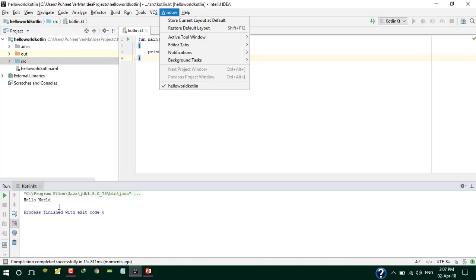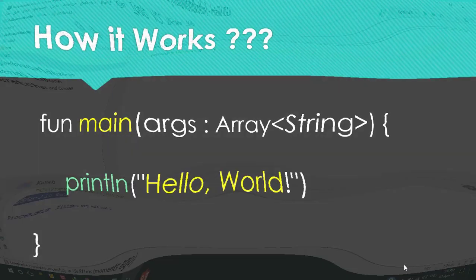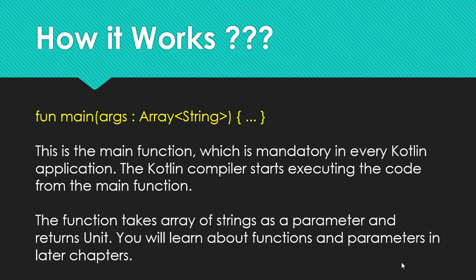So guys, as you can see, hello world program is working. So guys, in this way you can print hello world. Now we are going to discuss how this program works. First line is the main function. This is the main function which is mandatory in every Kotlin application. The Kotlin compiler starts executing the code from the main function.